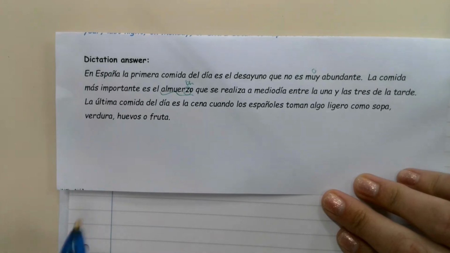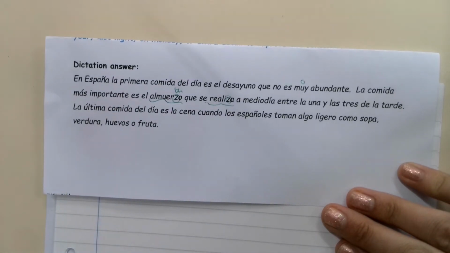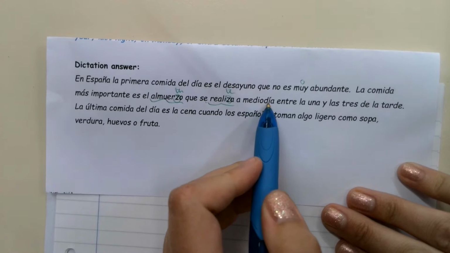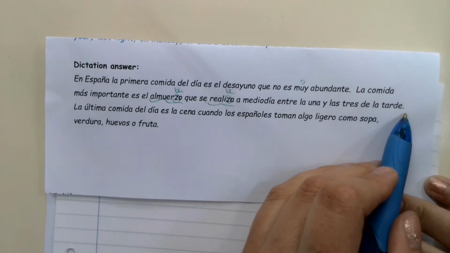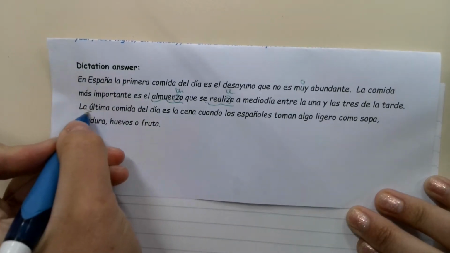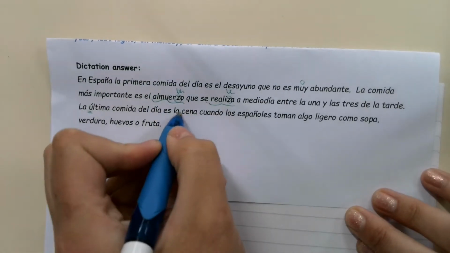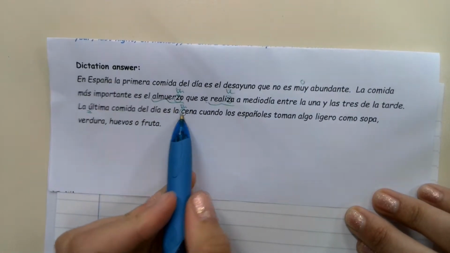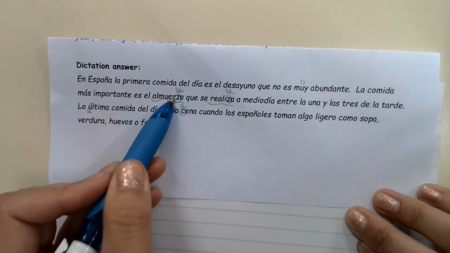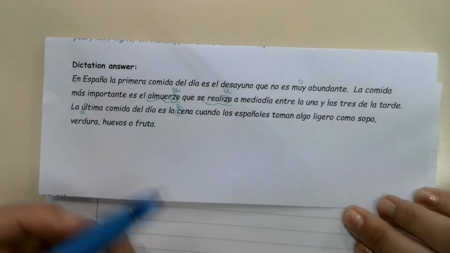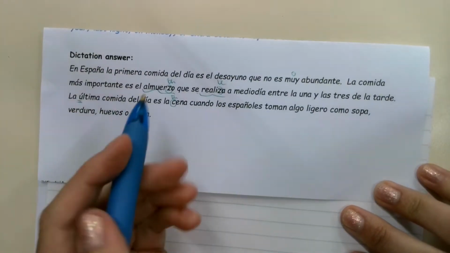Quite often there's a Z when it sounds like a TH. Que se realiza, again, same thing, realiza, TH. A mediodía, entre la 1 y las 3 de la tarde. Punto. La última, U. Okay, so that's a U sound. Última comida del día es la cena. Cena. Okay, C is another letter that is a TH. In terms of knowing whether it's a C or whether it's a Z, it's just a case of knowing your vocab for the topic. Okay, they both have the same sound in certain words, so it's very difficult to tell unless you learn your vocab.